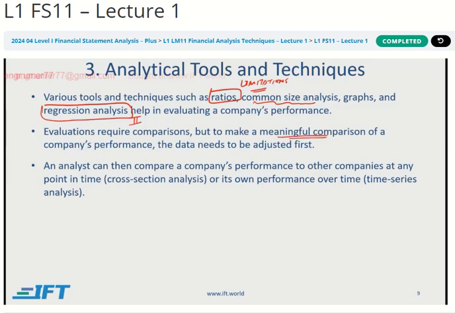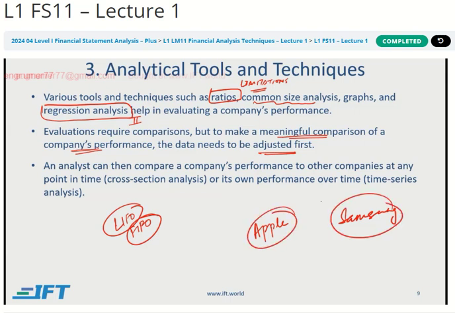So the whole point is you need to come up with a meaningful comparison of the company's performance. And then again, you need to make sure that whatever adjustments need to be done are done. A simple example is LIFO versus FIFO. If you're comparing one company which has LIFO and the other one has FIFO, you need to make adjustments for that. Or let's say you're thinking of investing in Apple versus Samsung.